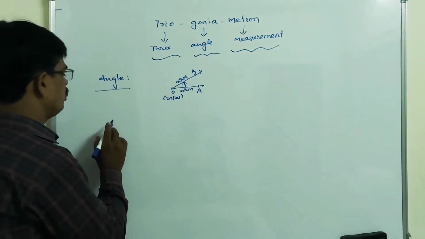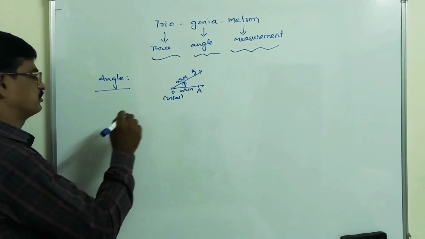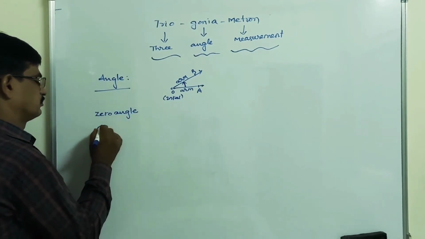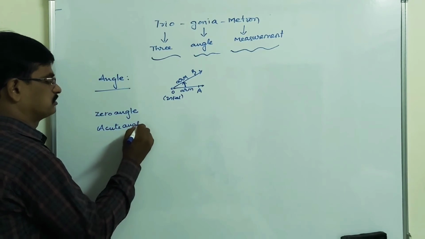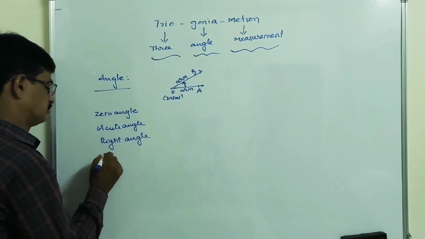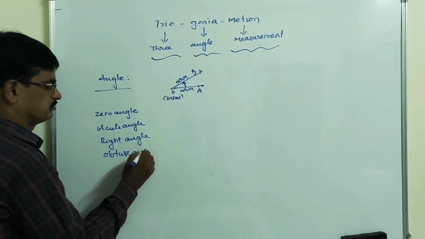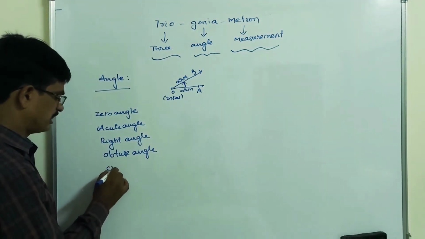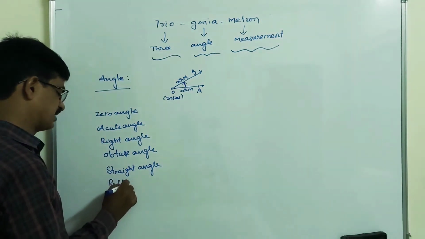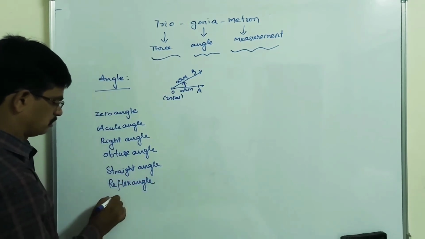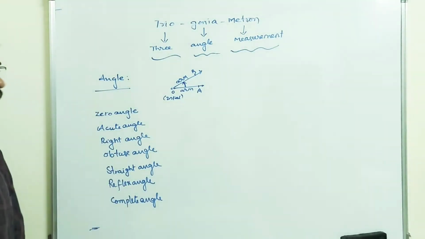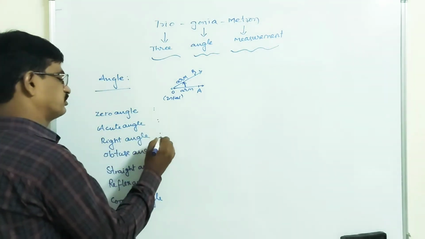And we know very well the types of angles. Let us just go through them: zero angle, acute angle, right angle, obtuse angle, straight angle, reflex angle, and complete angle. Now, let us discuss the zero angle.